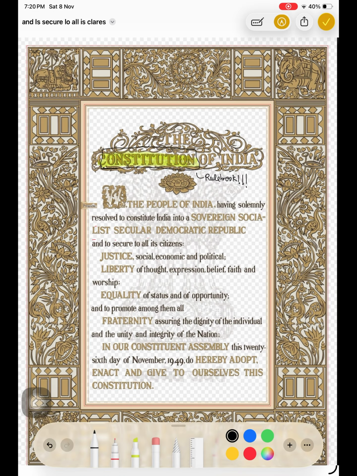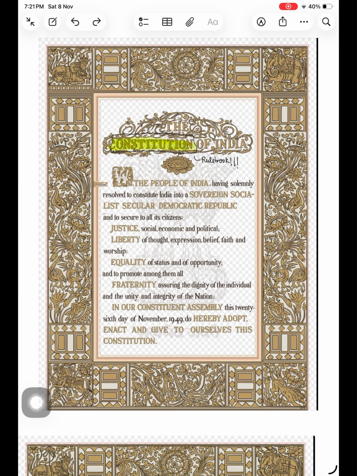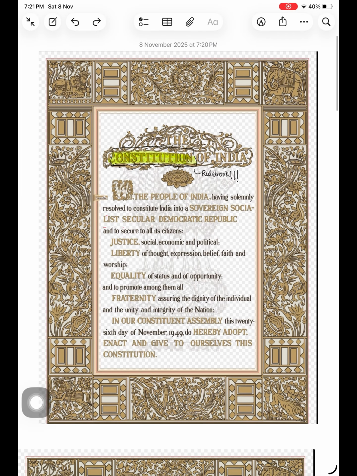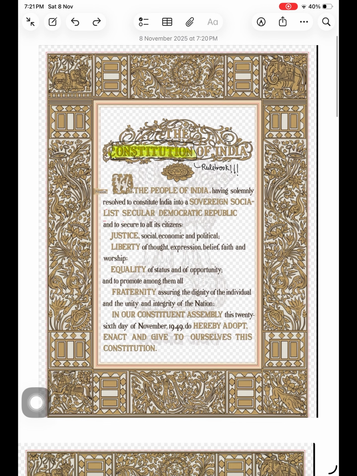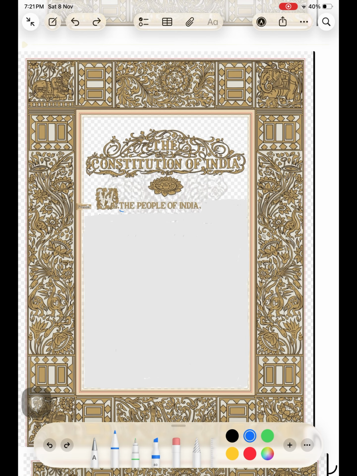Now, let's look at the preamble. This is our preamble. It might look long, right? But don't worry, let's decode it together. So, who made the constitution? We, the people of India. It means the power of India comes from its people, not from any king, ruler, or foreign authority. We, the citizens of India, gave this constitution to ourselves.